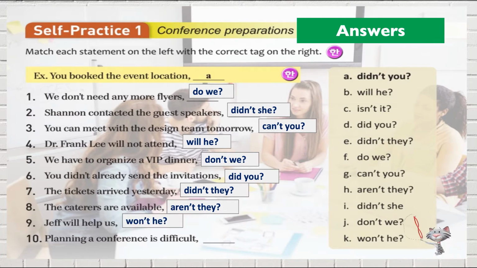Won't he? I think Yoonghee's tiring from these. Planning a conference is difficult. Isn't it? Excellent. I think that was 8 fish. Isn't it, Professor Neil? Oh, let's change that. And so the last one should be planning a conference is difficult.